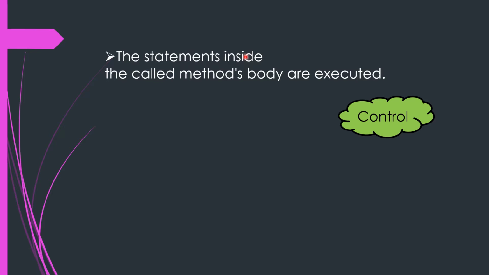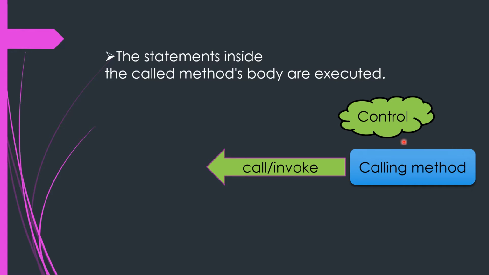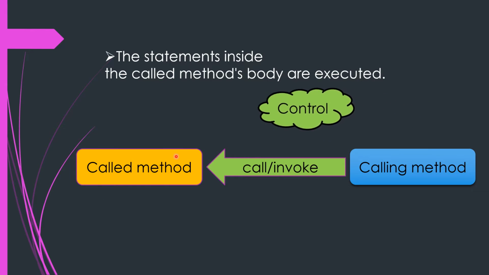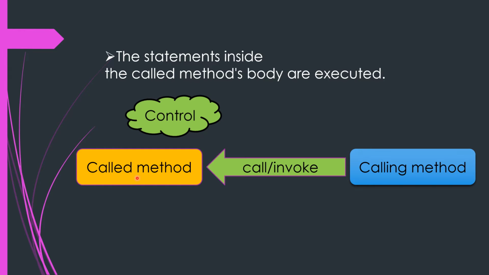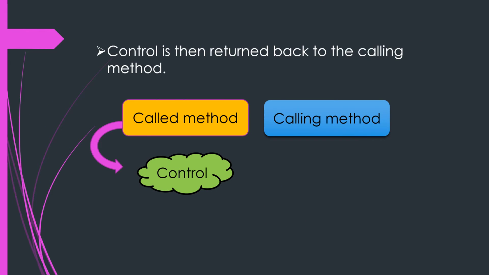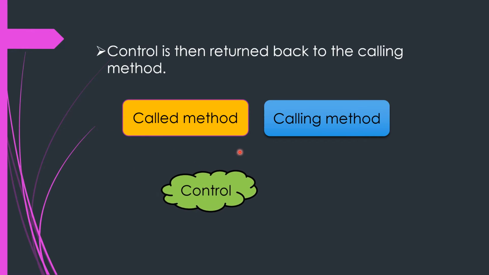Now, the statements inside the called method's body are executed. Initially the control was with the calling method, and when this calling method invokes the called method, the control is transferred to the called method. Then the statements inside the called method's body are executed. After the statements are executed, control is returned back to the calling method. So the control was with the called method, and now it will go back to the calling method.